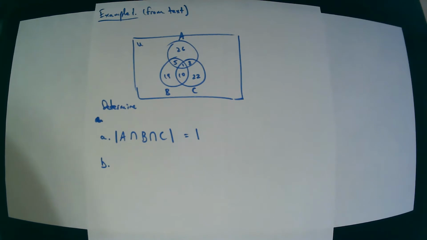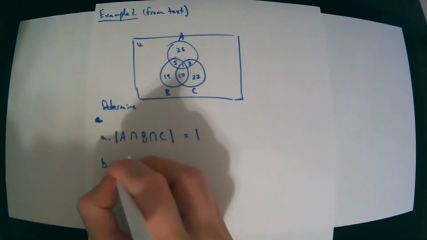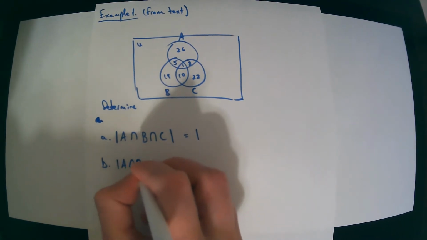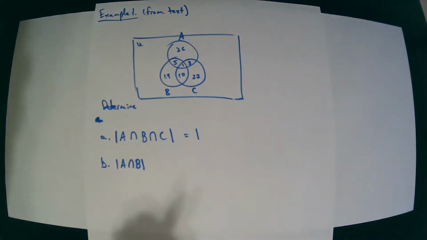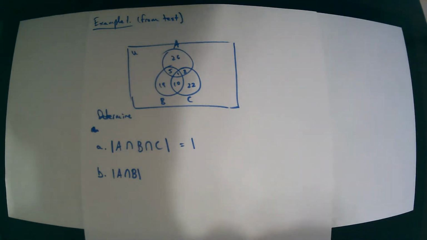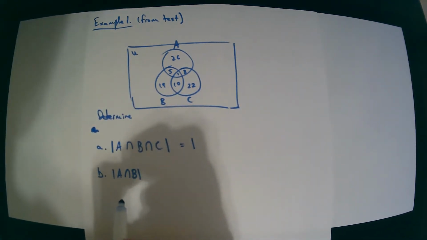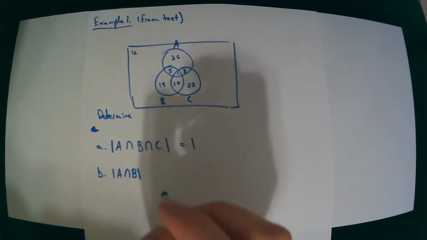Let me pull my notes up here, make sure. Yes, in the text, they only give these first two, but in my lecture notes for this section, I give a few more for practice. Okay, what is the size of the intersection of A and B?